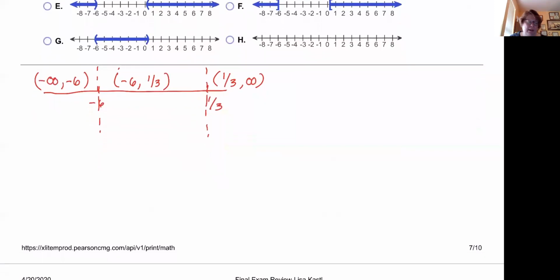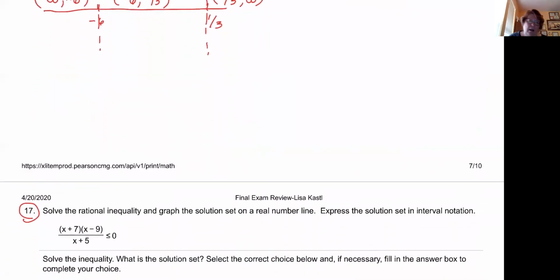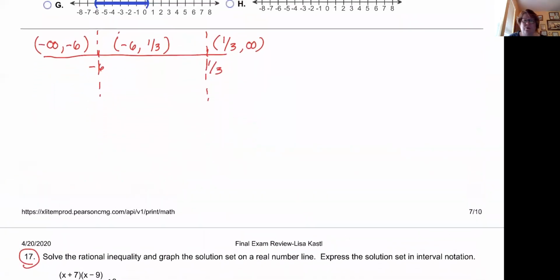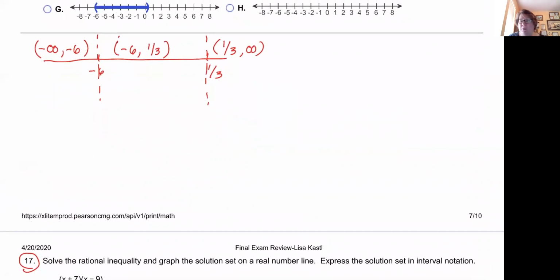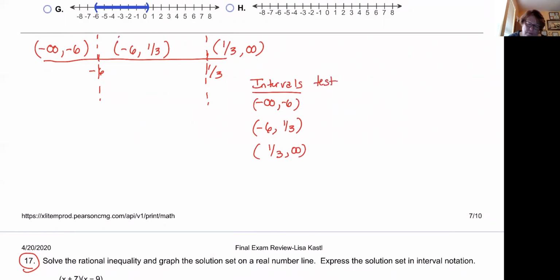All right, so now we're going to set up our little table, and we're going to pick our test points, and let's see what happens. All right, so my intervals are negative infinity to negative 6, negative 6 to 1/3, and 1/3 to infinity. Pick my test point, my test value.